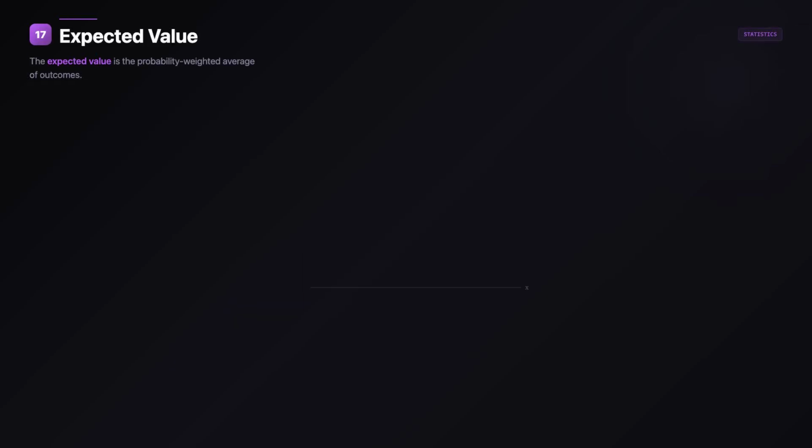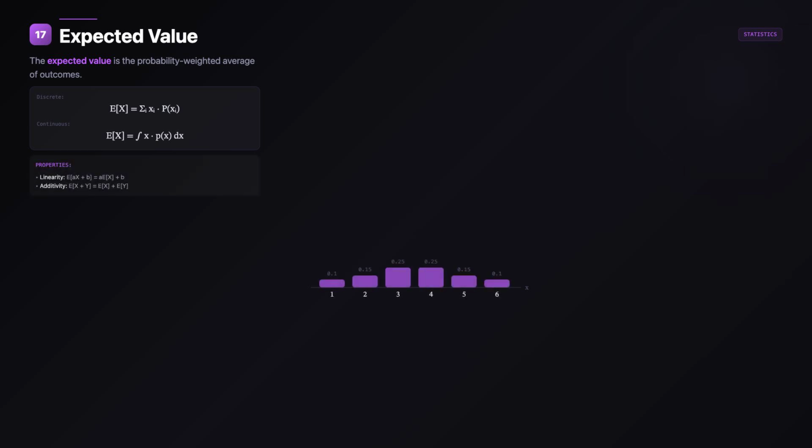The expected value is the probability-weighted average. Sum each outcome times its probability. In ML, cost functions are expectations over data. Monte Carlo methods estimate expectations by sampling.